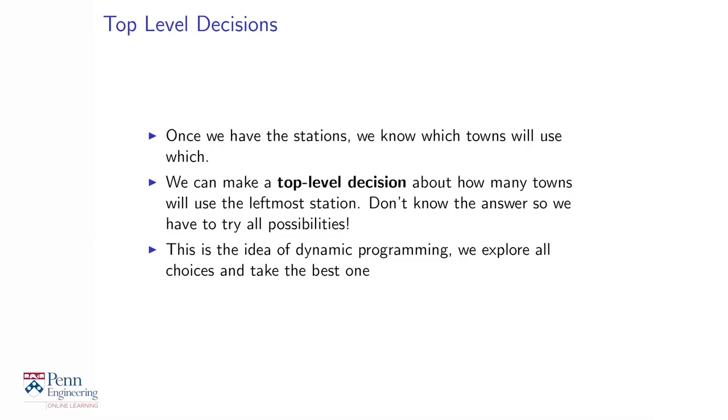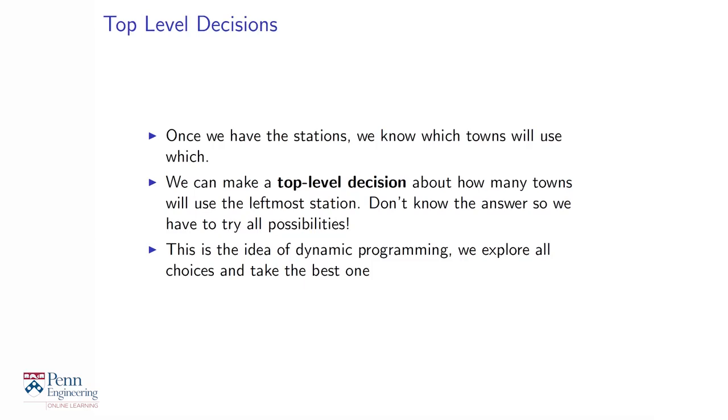Of course, we don't know the answer to that question because that depends on what it takes to handle the other towns, where to place the other stations. So these are all interlinked answers. But we know that there are only finitely many possibilities for the number of towns that the first station is going to serve. It's either going to serve just one town, the leftmost town, or it's going to serve 2 towns, the 2 leftmost towns, or it's going to serve i towns, the first i leftmost towns, or all n towns. So it's going to serve a certain number of towns, but we don't know how many yet.